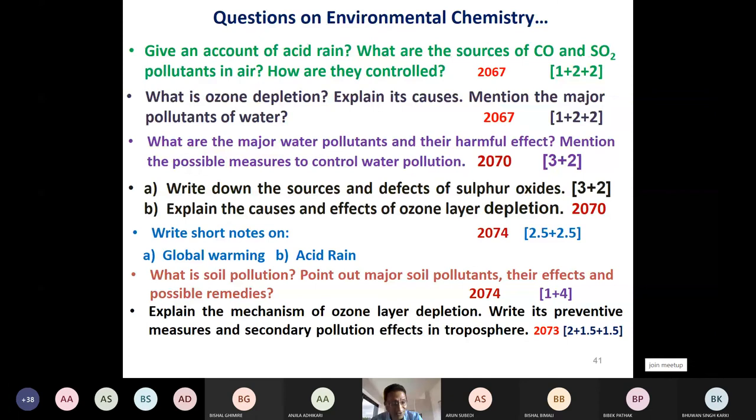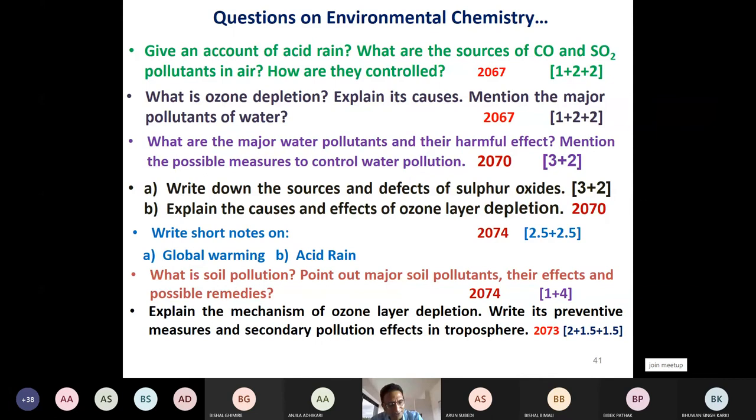How does the ozone layer affect the Earth's atmosphere? In the troposphere, the lower atmosphere where we live, we don't need the ozone layer. It should be present in the upper layer, the stratosphere. But if it is present in the lower layer, then what effects do we have to face?